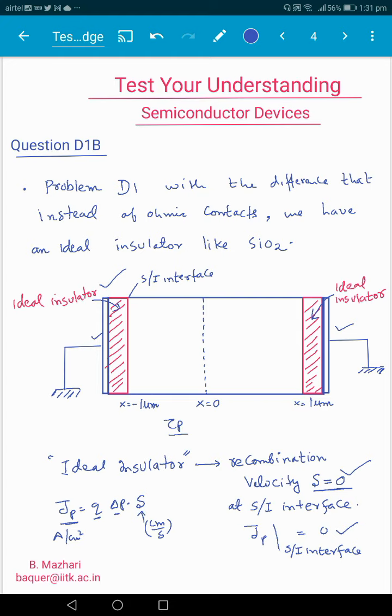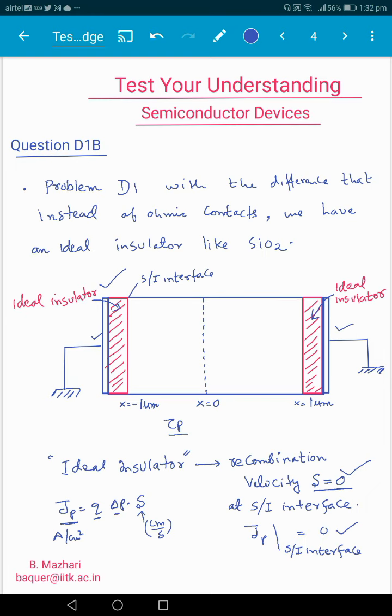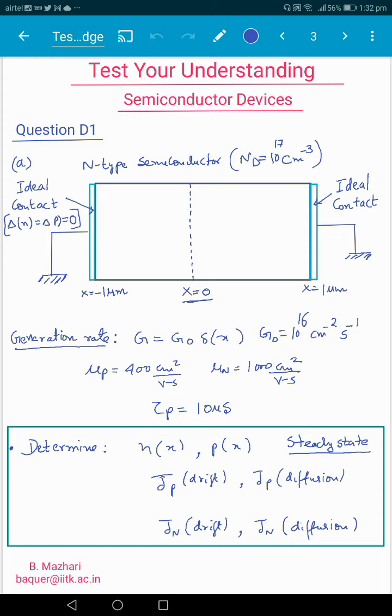And we can also have variations on this particular problem. For example, we could have an ideal insulator on one side and an ohmic contact on the other side. That could be another interesting problem to try out. Right now we have symmetry. In that case, we wouldn't have symmetry because we have an insulator and an ohmic contact on the other ends. But in the previous problems D1B and D1, we had symmetry.